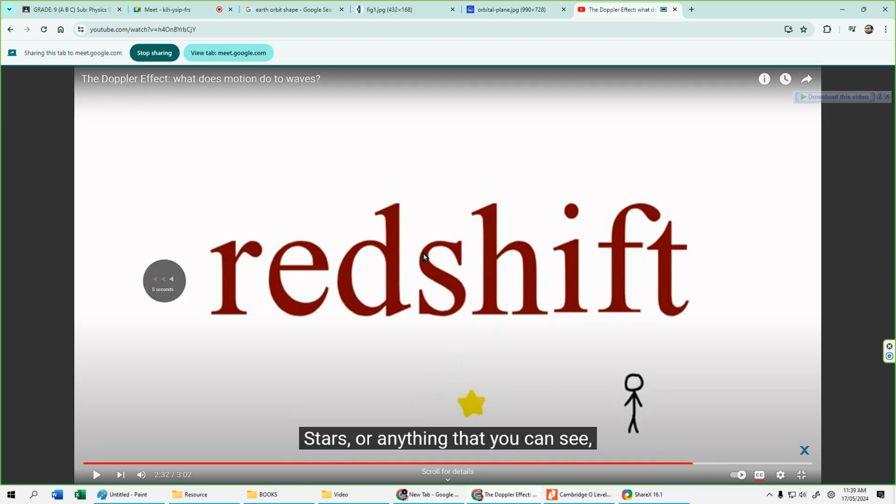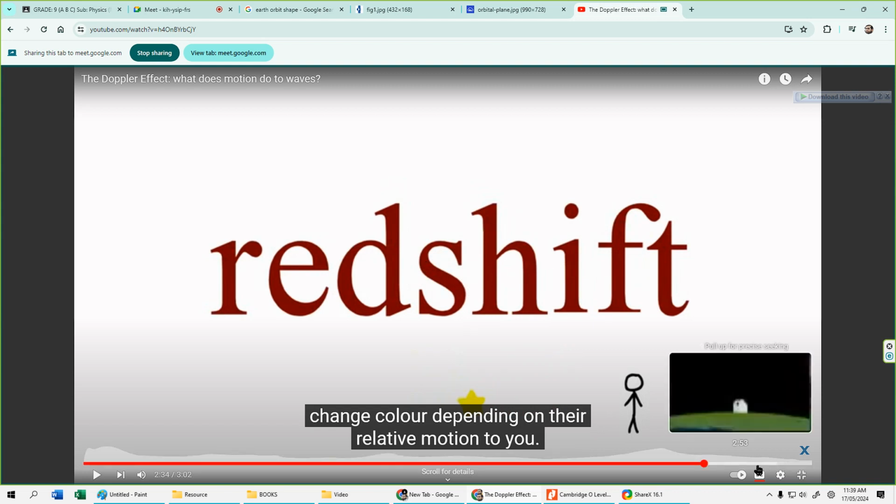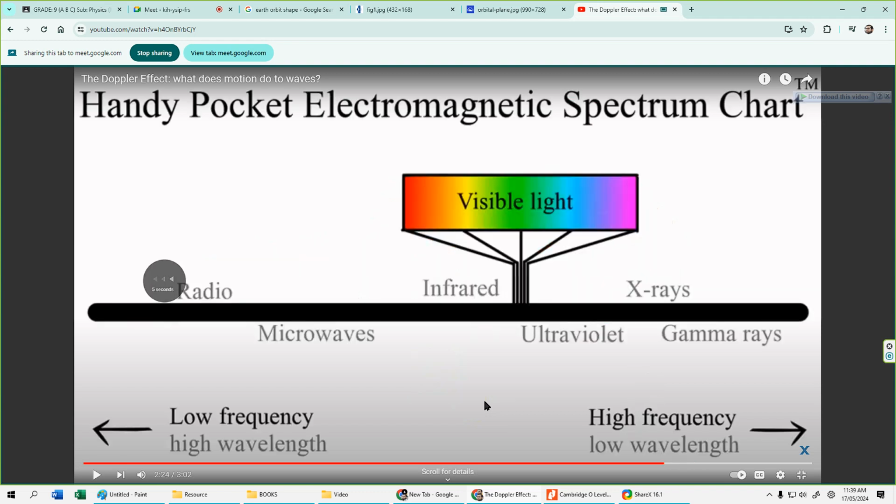Watch again. Anything that you can see, change color depending on their. Did you see that? What was the color when it was approaching the persons? It was green. It was green. Now let's go over here.